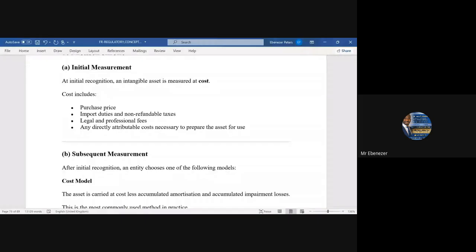Why do I say so? For instance, you may not be able to quantify what the market price of, what is it called now?